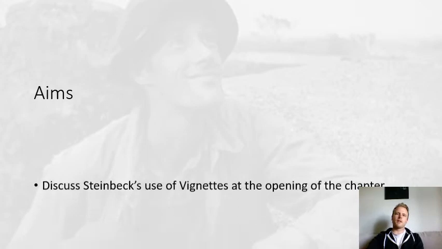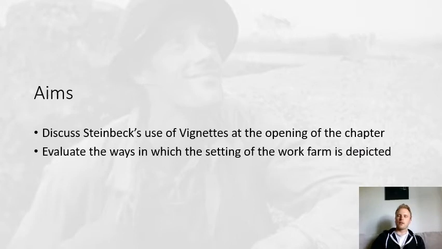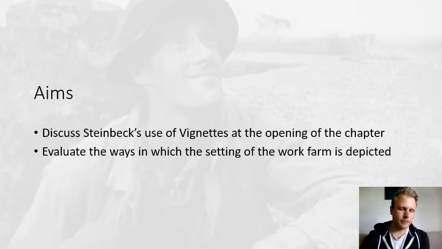The main bits I want to look at today are the use of vignettes at the start of the chapter. So we need to look up what a vignette is. We need to identify the vignettes overall at the start of this chapter, and then look at specific sections that go with them. And then the other bit that we want to look at today is the way in which the setting of the farm overall is depicted, the farm that they move on to in terms of finding work, and consider that in relation back to the Weedpatch camp as well.